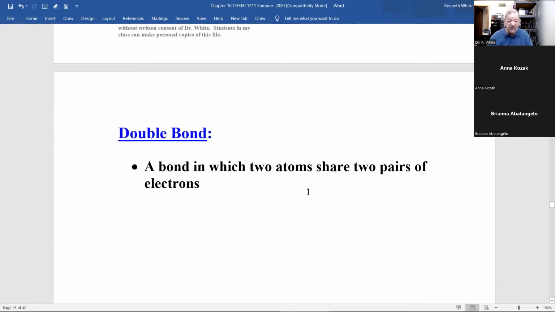Now, there's also a double bond. And a double bond is a bond in which 2 atoms share 2 pairs of electrons.